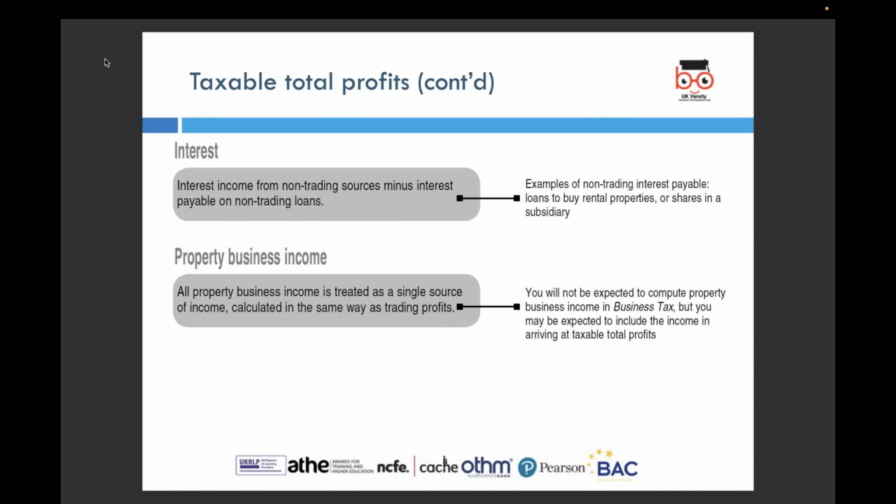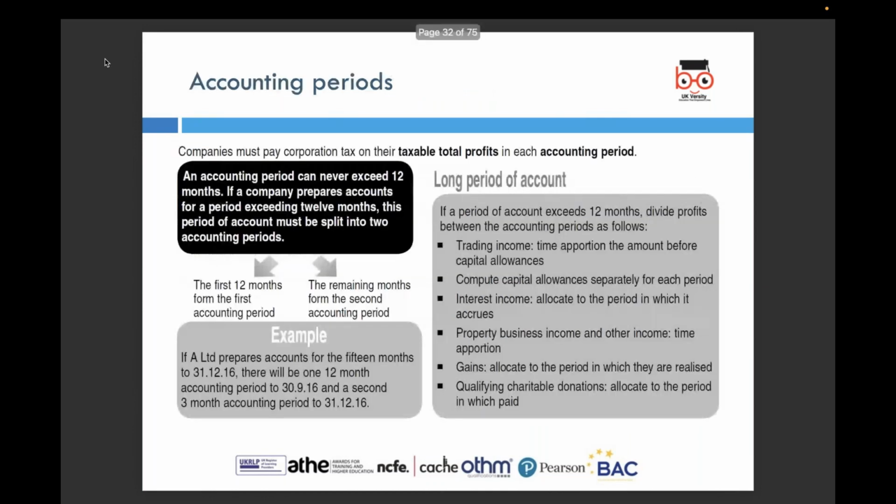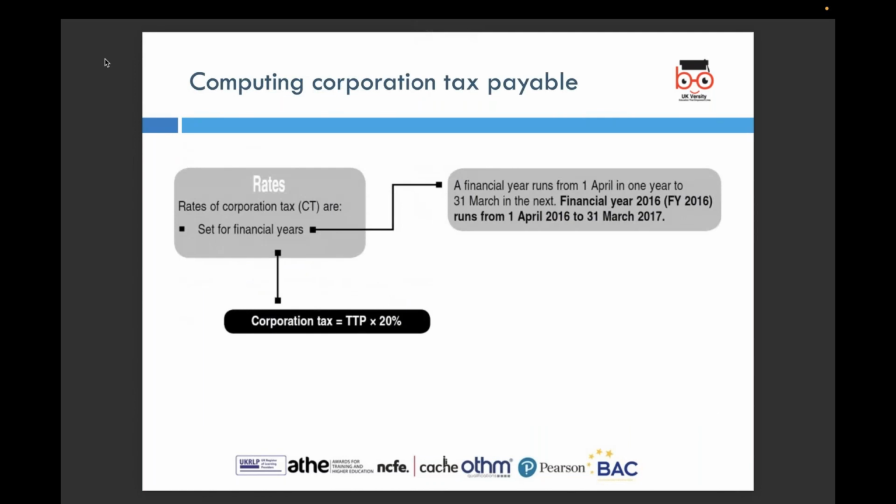Then VAT, value added tax. As you know, that is a tax on the sale of goods and services in the UK. It is charged at different rates depending on the type of goods and services being sold. So we left off here somewhere.